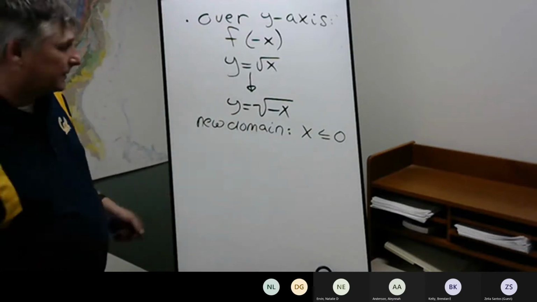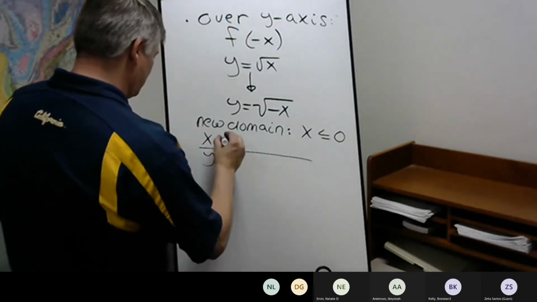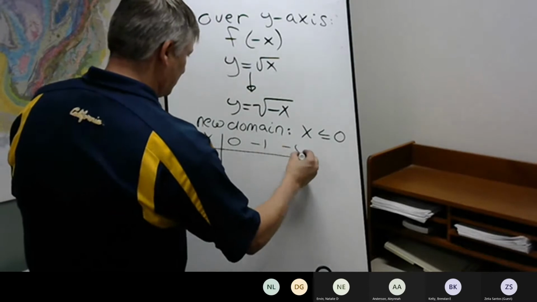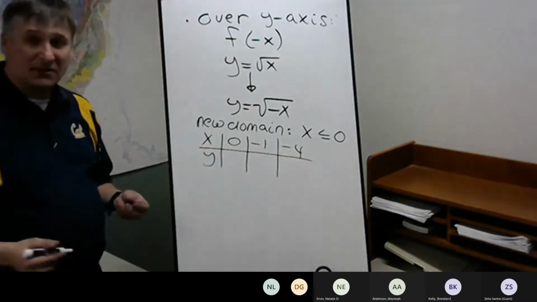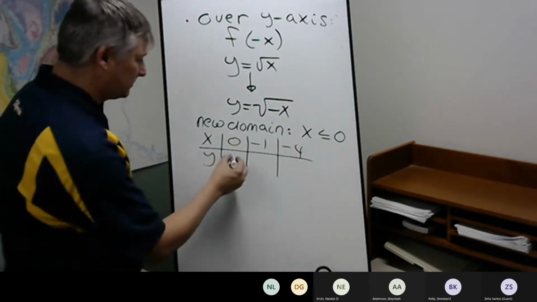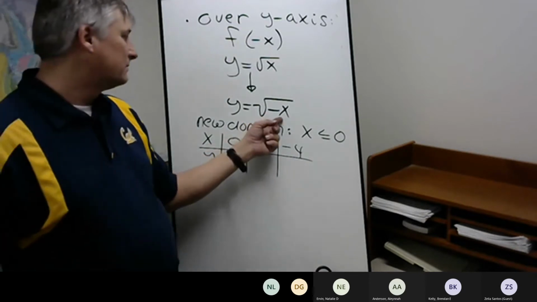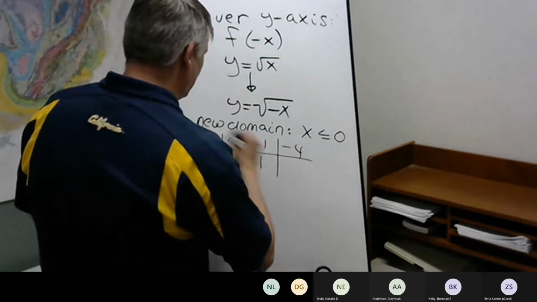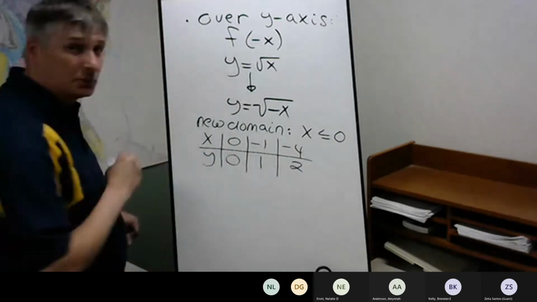So let's see what this looks like. We've got to use numbers that are less than or equal to 0. So throw in 0, we get 0. Throw in -1, we'll get +1. Throw in -4, we'll get +4, square rooted, we get 2.